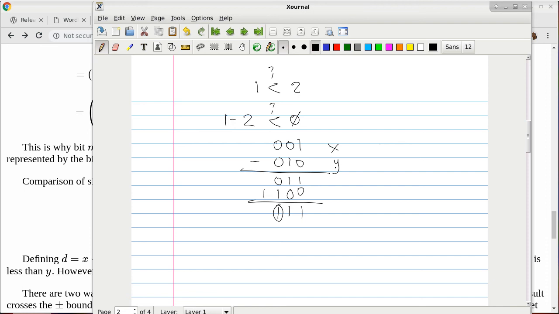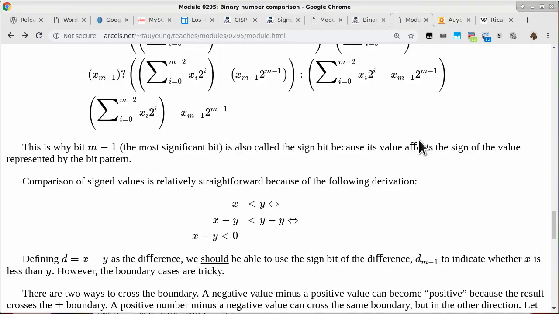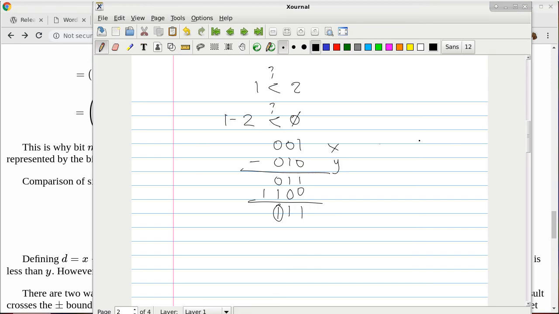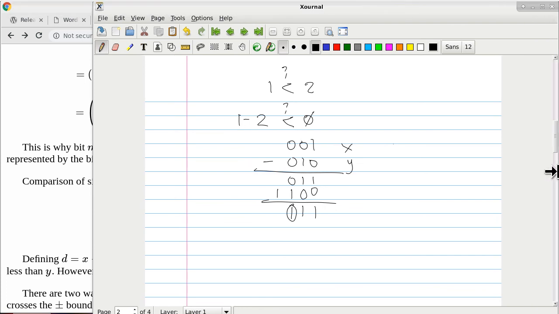I bet this doesn't work with negative values. So we'll check it out with negative values as well. Okay, so before we do that, I'm going to make sure I cannot touch the other part of the screen. This time we'll ask: is negative 2 less than negative 1?